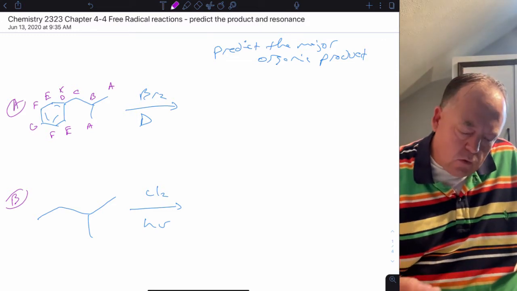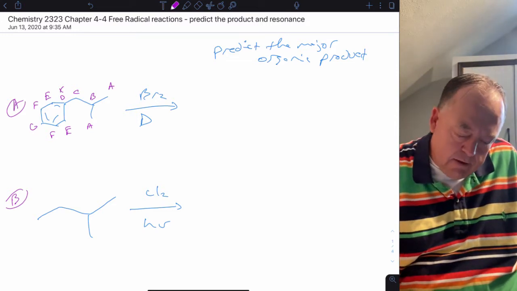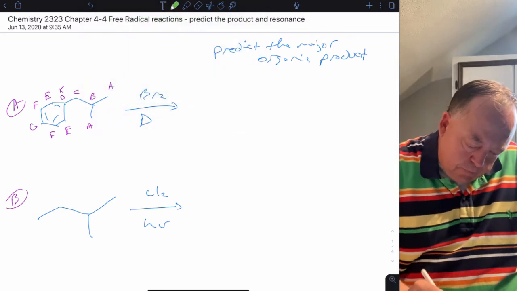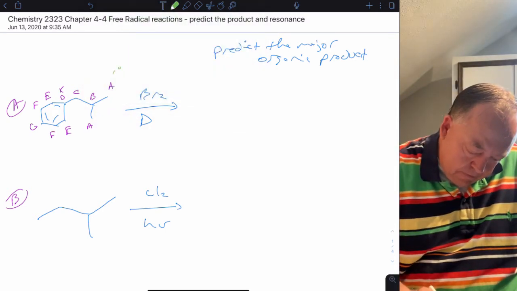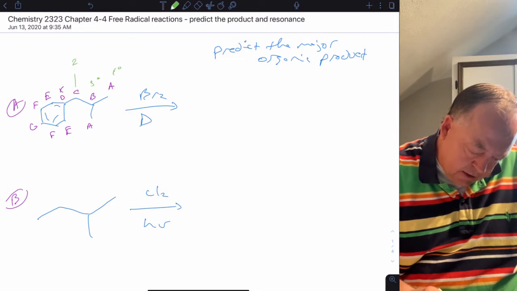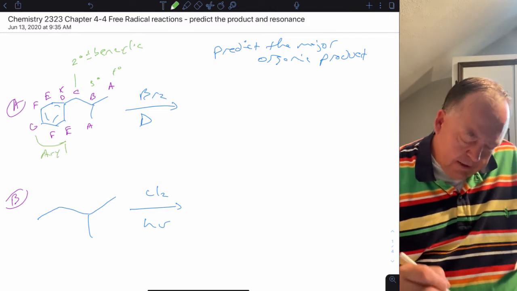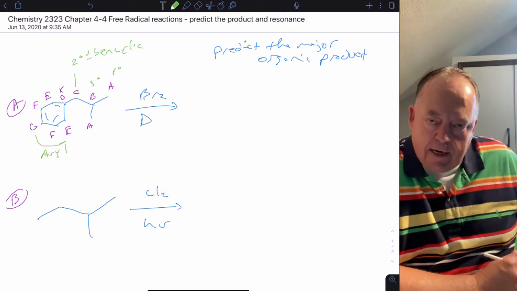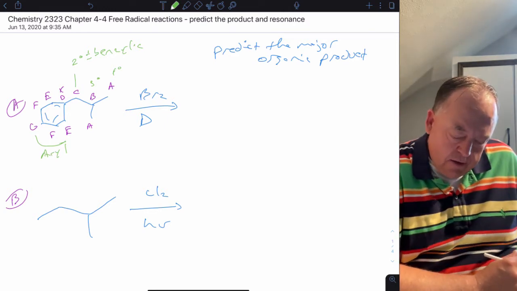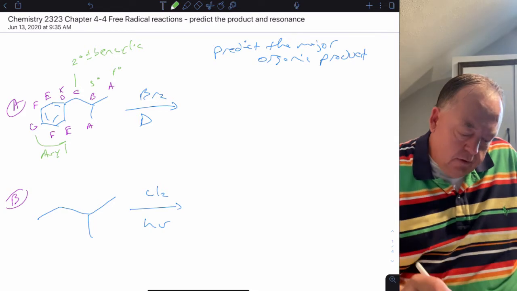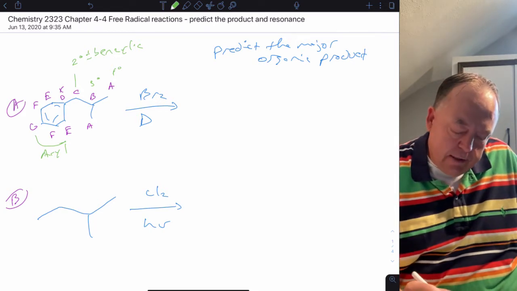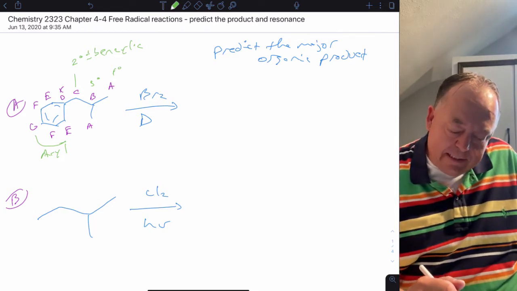Where's it going to go? Well, where's the best place to put a free radical? So this A is primary, B is tertiary, C is secondary and benzylic. And then E, F, and G are all aryl. So the worst place to put a free radical is aryl, so it's definitely not going to go there. And if you remember, benzylic is better than tertiary, so the bromine is going to go to carbon C.